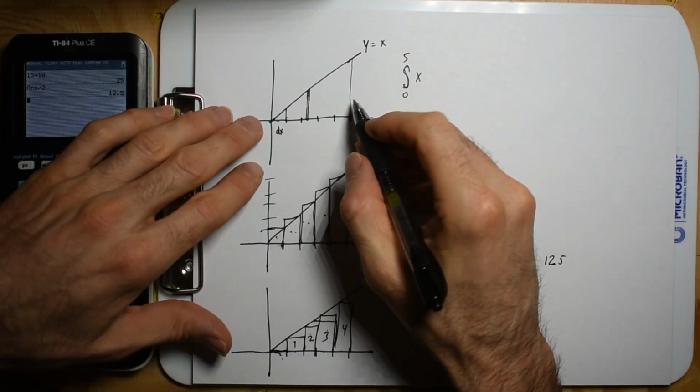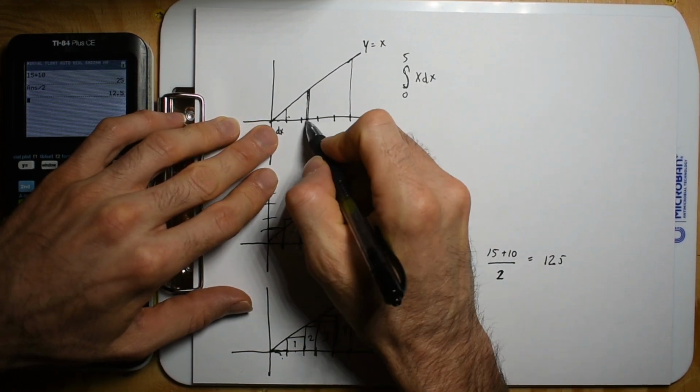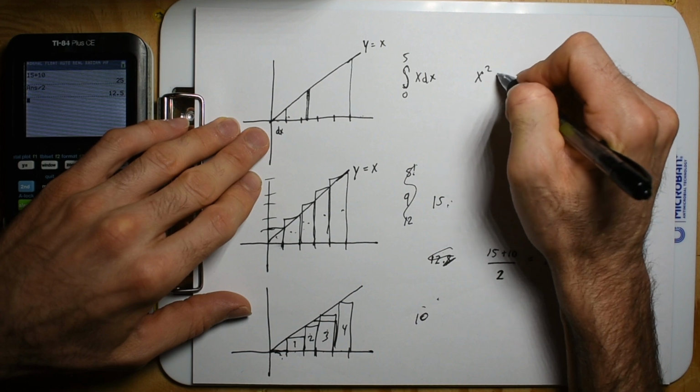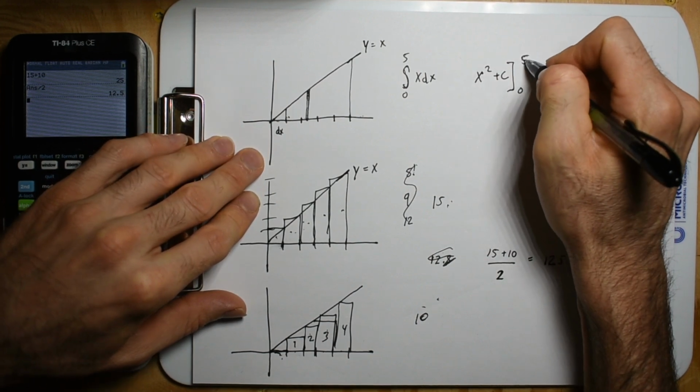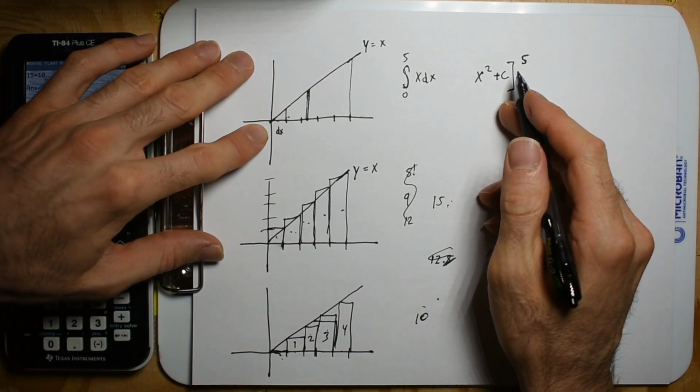So now, what's the actual? If we do this, dx, and we do integration, we're going to have x squared plus c from 0 to 5. And even just right here, could I explain the plus c?